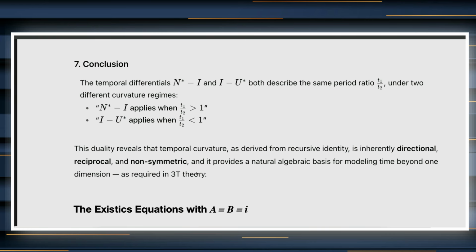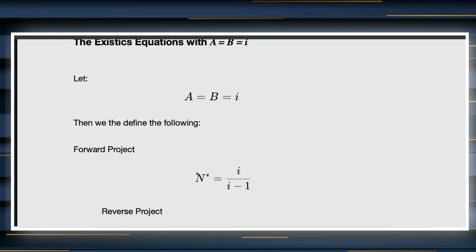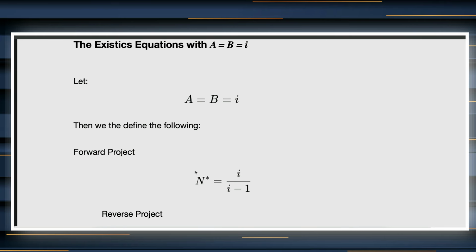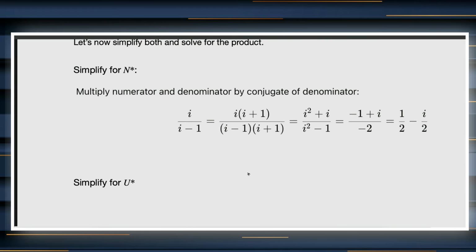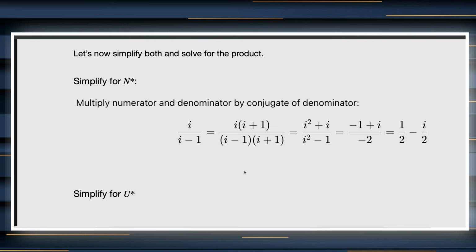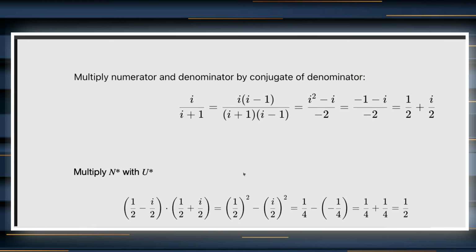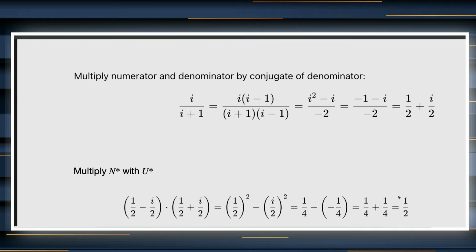So now what we're going to do is something a little technical, and I'll go through it relatively quickly. What we're going to show is that I can actually derive the unit circle by simply plugging the imaginary number into the Existics equation and using what I call the 50-50 expression, where we're basically assuming A and B are equal. So here we're going to let A equal B equal the imaginary number. We're going to follow the rules for N star and U star, then simplify both and solve for the product. And what we end up with is that when we multiply U star and N star together, they equal 1/2.